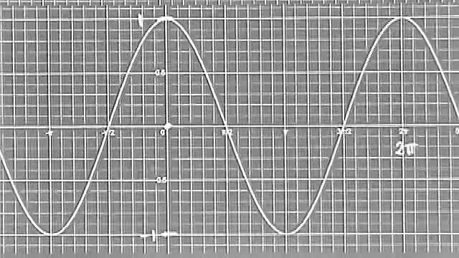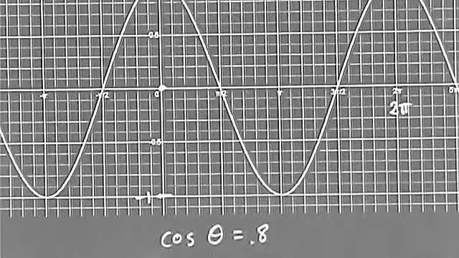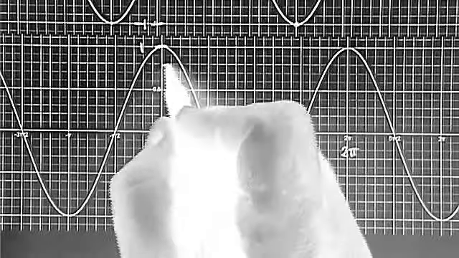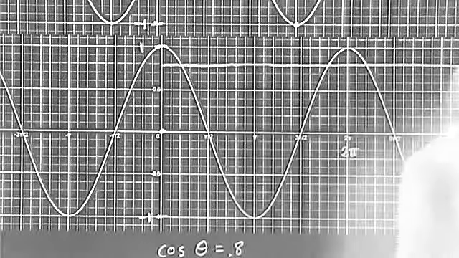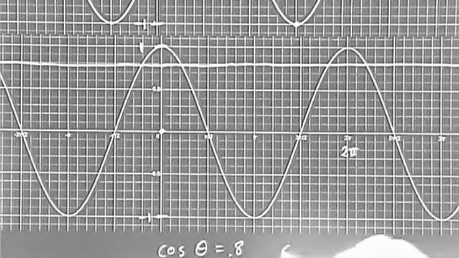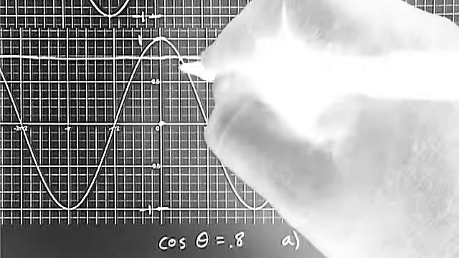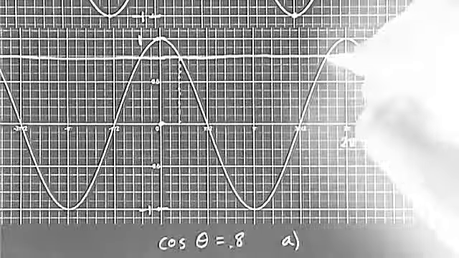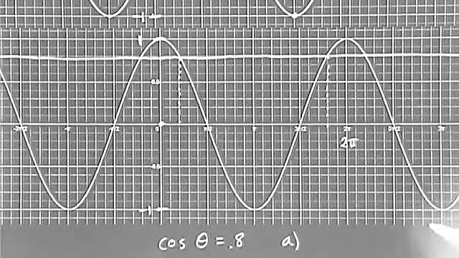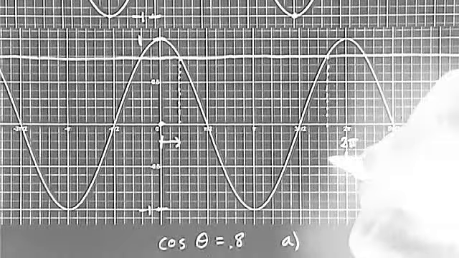Okay, so it's a plain old cosine function. What if we had cosine theta equals 0.8? Could we do the same type of thing? Well, sure, 0.8 goes right through here. And if I'm only looking for specific solutions from 0 to 2 pi, one of them is going to be here, and the other one's going to be here. Whatever this distance is from here to here, it's going to be the same distance from here back.